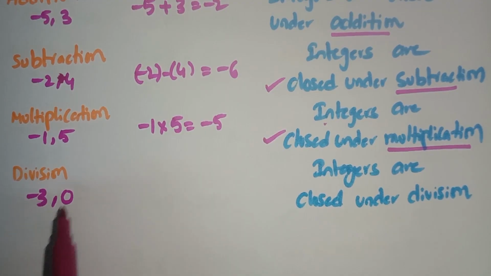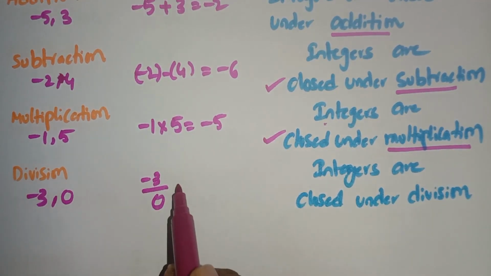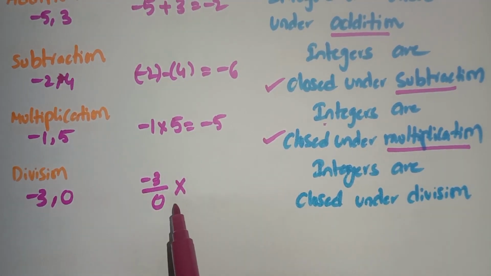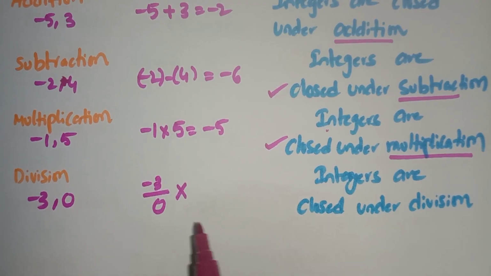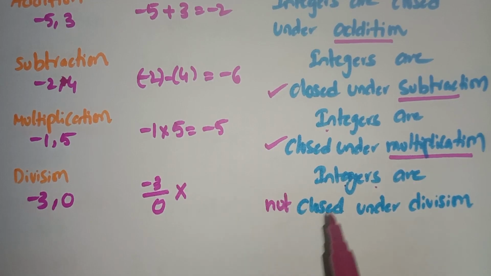Next one, division. We choose minus 3, 0 as inputs. If you perform division, that is minus 3 by 0, but we cannot find the exact value of minus 3 by 0. Thus we can say integers are not closed under division.